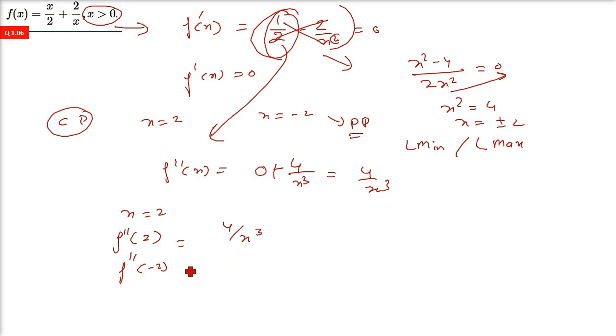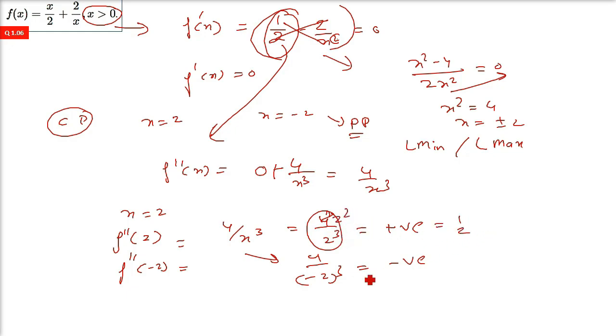Again, 4 by x cube: first put 2 cube and then replace x by negative 2 in order to get both the values. 4 by 2 cube, don't worry about the value, it can be any value, but you are worried about the sign. F double dash 2 will give you a positive value, f double dash minus 2 will give you a negative value. Positive is local minima, negative is local maxima.